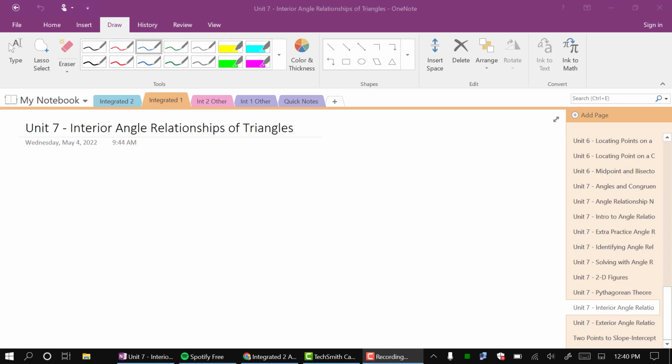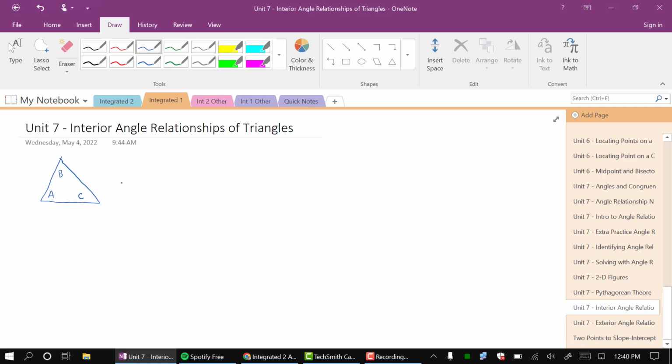Greetings, everyone. Today we're going to be looking at solving for our triangles. So we're going to come up with an idea. So I have this triangle right here. I'm going to say that this is angle A, this is angle B, and this is angle C.